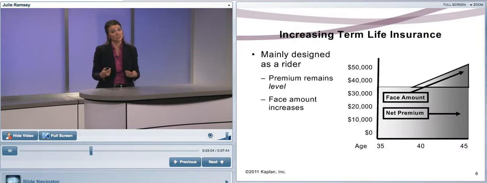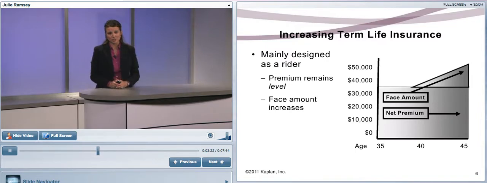Now, increasing term. Just like it sounds, the premium stays level, but the face amount increases. That death benefit increases. This is for someone who's worried about the cost of living or inflation. $1 this year won't be worth $1 next year.